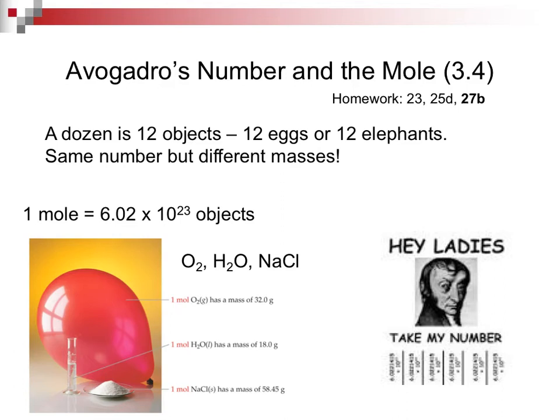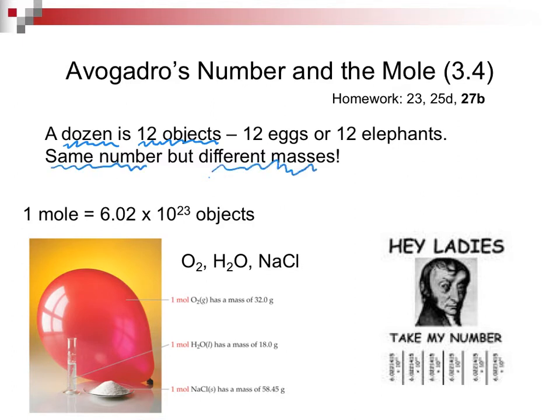Avogadro's number in the mole, section 3.4. Mole is a four-letter word that tends to give our students a lot of trouble. Now, the idea of a mole is not bad. When we say a dozen, immediately in your mind come 12 objects, 12 eggs, maybe 12 elephants. There's no problem with that. What you need to know about that dozen is they have the same number, but they have different masses.